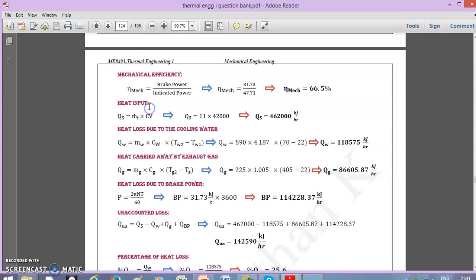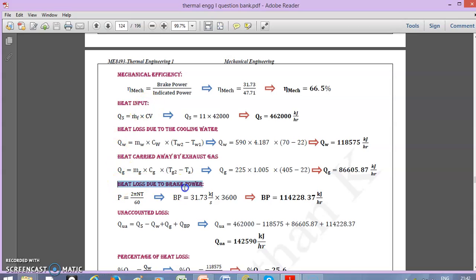So first of all we have to calculate the input. Heat input is MF into CV. So MF is 11 kg per hour and CV is 42,000 kilojoule per kg. Here they are asking you to draw the heat balance on an hourly basis, so we are not converting the unit of mass of fuel, and always we take the quantity on an hour basis. So this heat supplied is 4,62,000 kilojoule per hour.